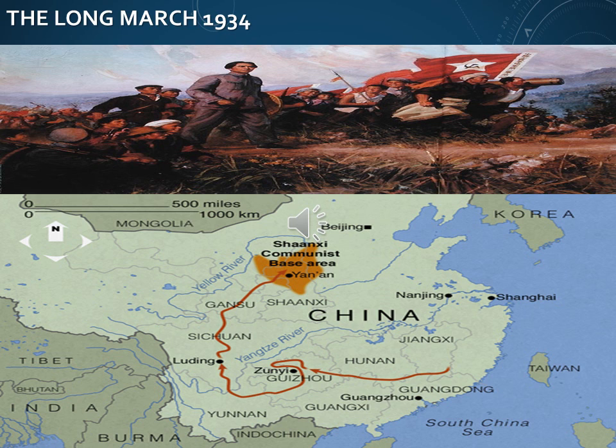By 1937, Mao had become the leader of over 10 million people.